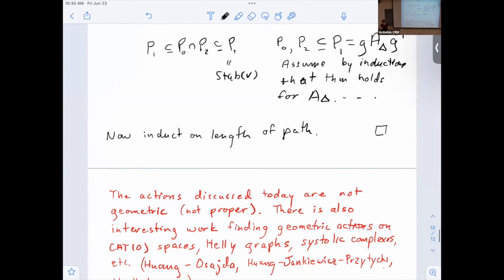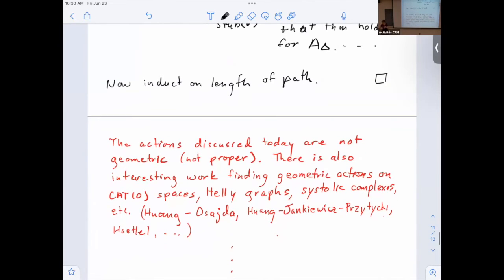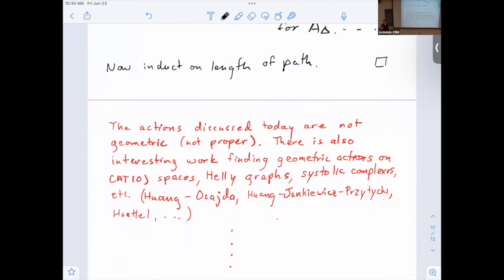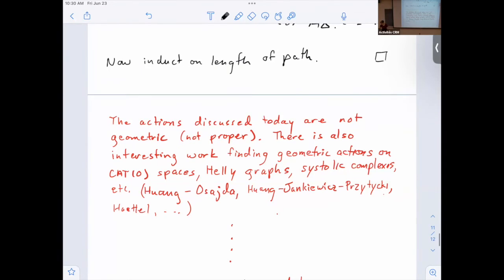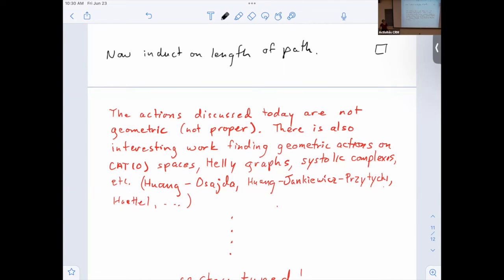So that's basically all I'm going to say. I just want to point out, I've already pointed this out, that none of these actions that I've been talking about today are geometric because they're not proper. We'd love to have geometric actions on some nice spaces. And there are definitely people who are working on those questions. Which of these groups are CAT(0)? Can we build CAT(0) spaces, Helly graphs, systolic complexes on which these act geometrically, you know, have better actions? And there has been some interesting work done on that by various people in this room.